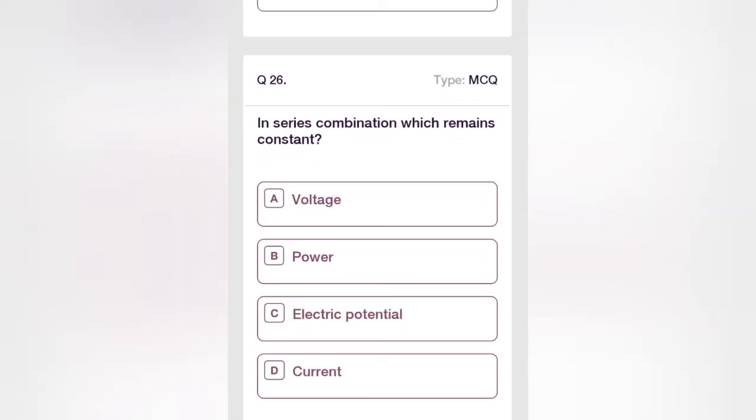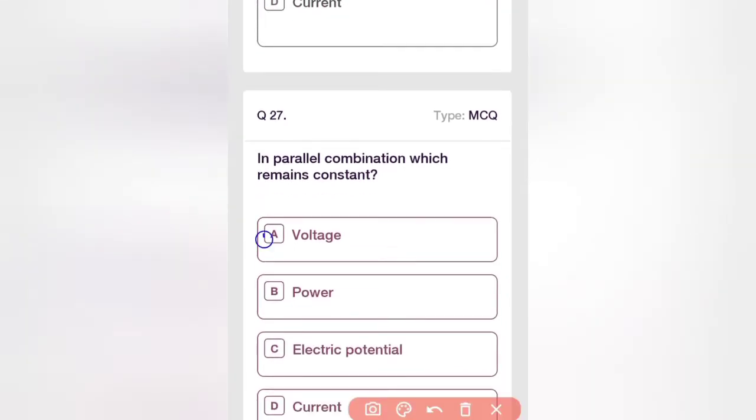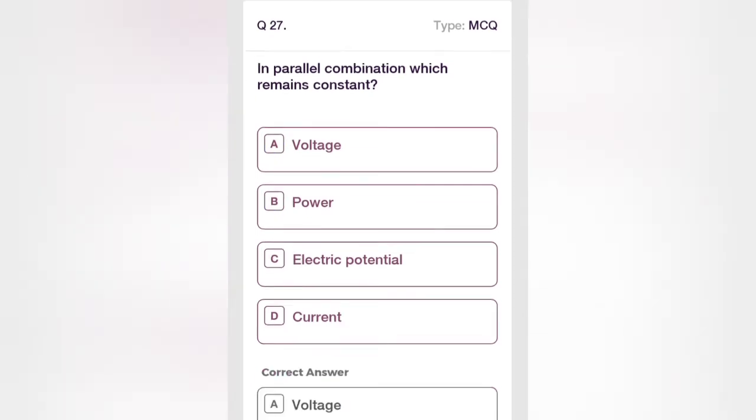In series combination, which remains constant? In series, current remains constant. In parallel combination, which remains constant? Voltage remains constant. Option A is the correct answer.